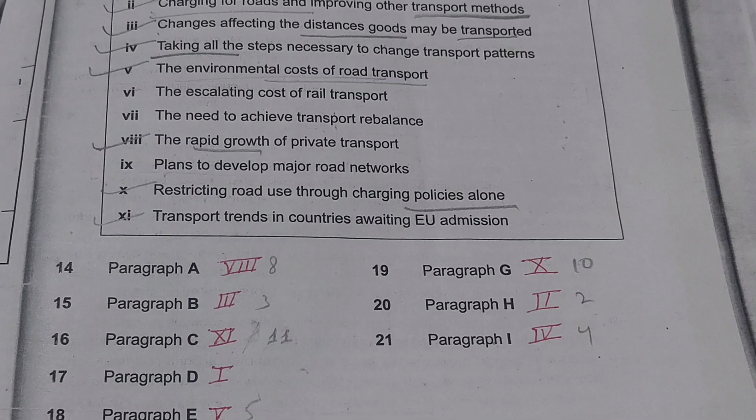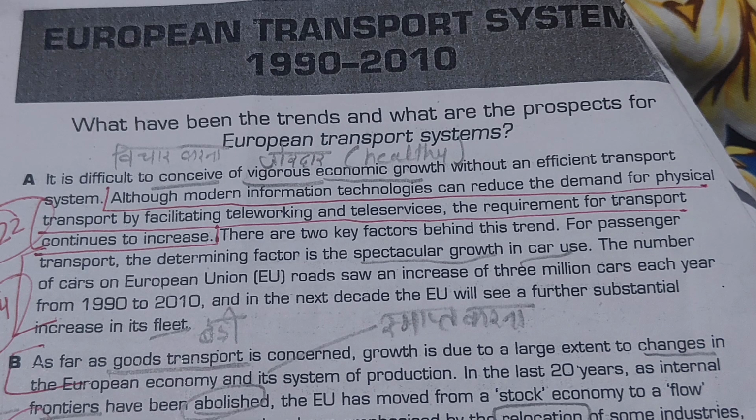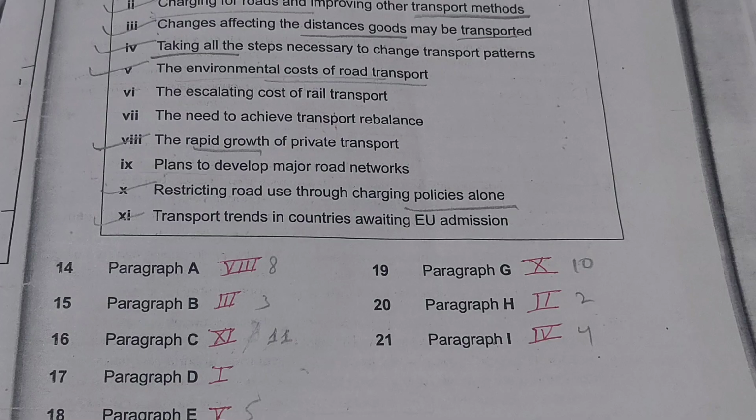The rapid growth of private transport. Private transport की तेजी से growth होना. Let's see in the paragraph. For passengers transport, the determining factor is the spectacular growth in car use. The number of cars on European Union roads saw an increase of 3 million cars each year from 1990 to 2010.